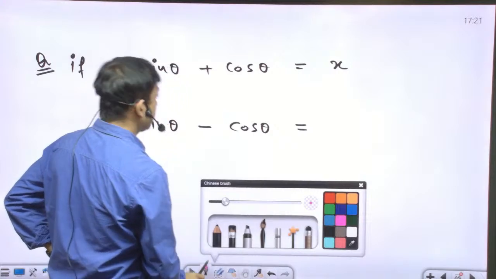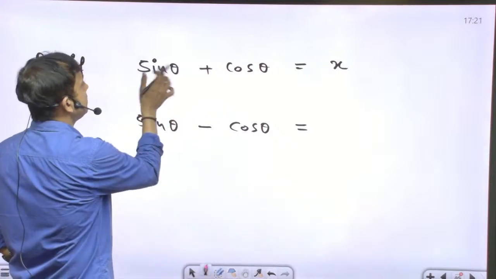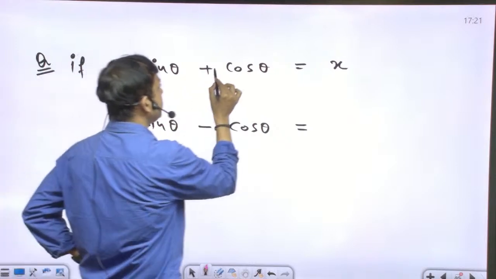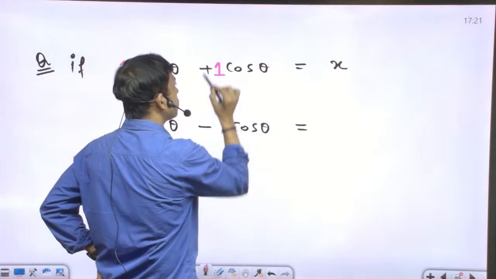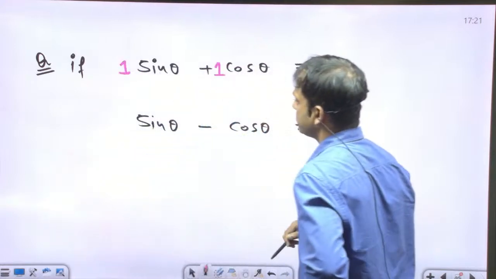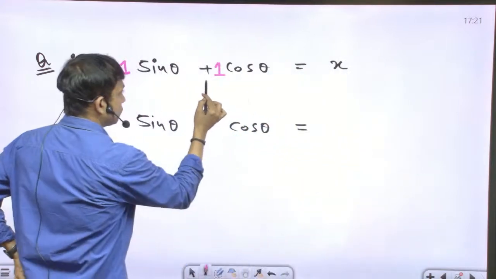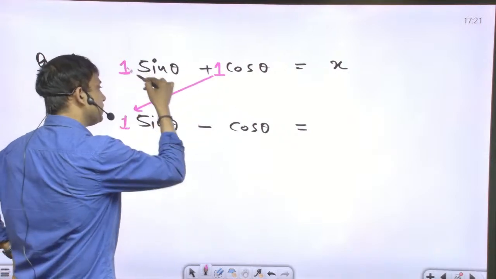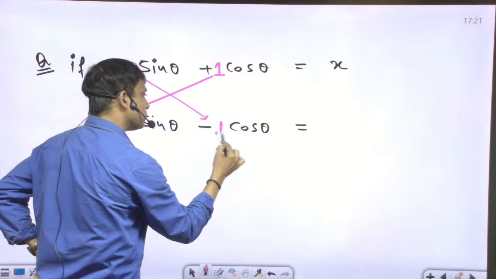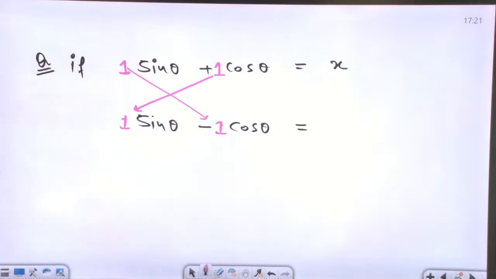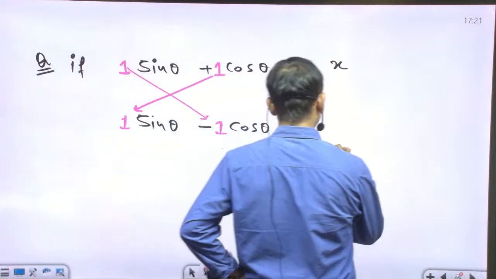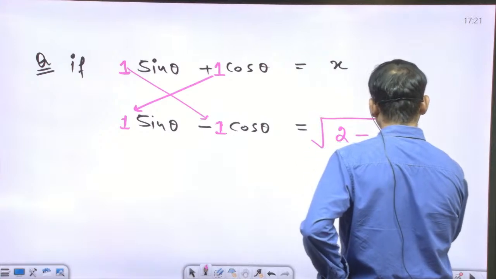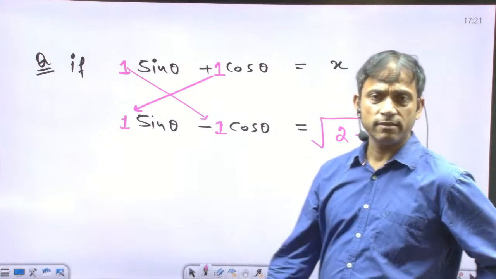Now check the nature of this question. Sin theta with multiplying number 1, sin theta, and this will be 1 cos theta, and this will be x. And this one converted to 1 always, and this one also 1. So 1 and 1, and we are saying under root 2 minus x square. Done.